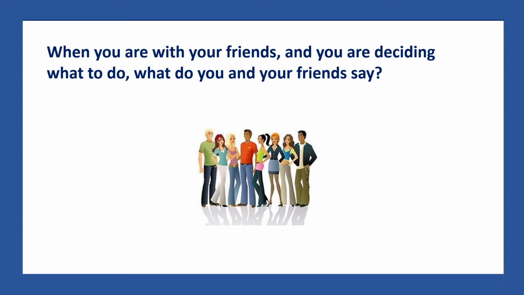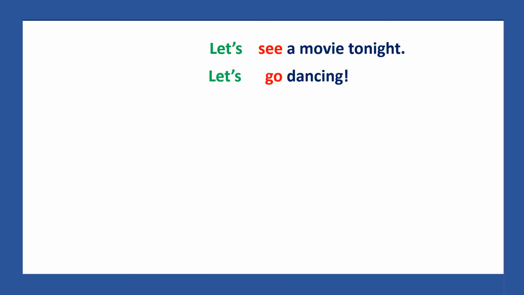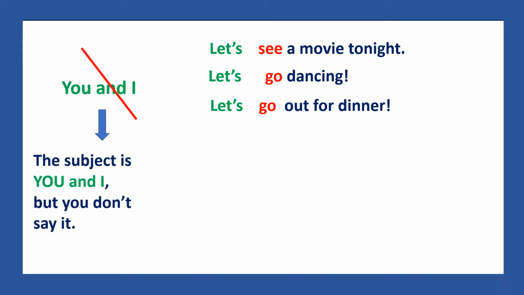When you are with your friends and you are deciding what to do, what do you and your friends say? Let's see a movie tonight. Let's go dancing. Let's go out for dinner. Let's look at these sentences. Let's see a movie tonight. Let's go dancing. Let's go out for dinner. What's the subject? The subject is you and I. But we don't say it because we are making a suggestion of what to do, so it is the imperative.